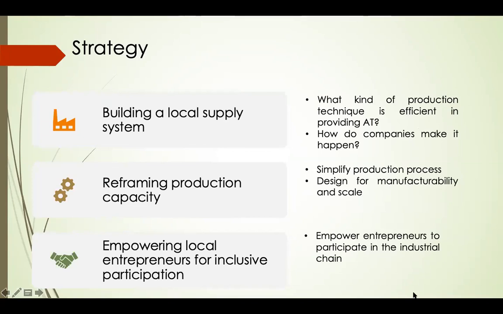So in reframing production capacity, companies will aim to simplify the production process, and they also aim to make manufacturing as simple as possible. And lastly, we have empowering local entrepreneurs for inclusive participation. And this needs to be done because in an emerging economy with limited resources, the activities are hindered by shortages of entrepreneurship and resource constraints.